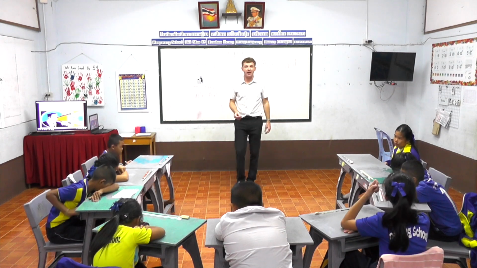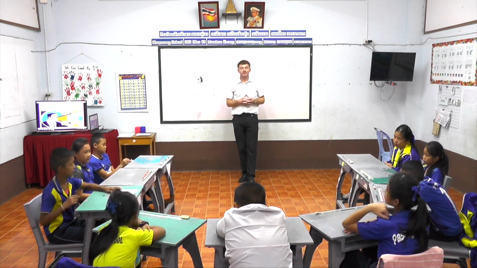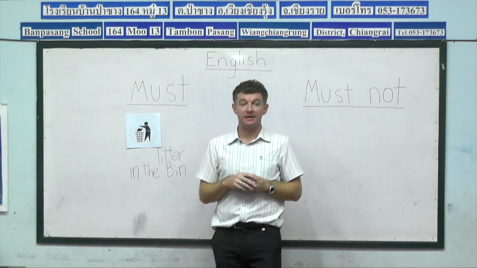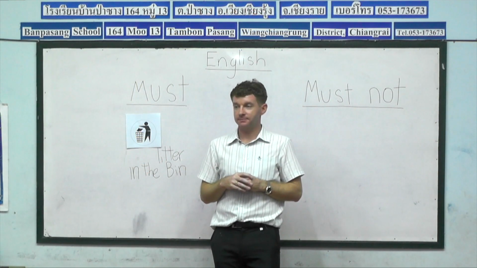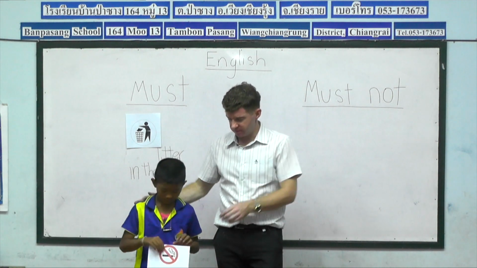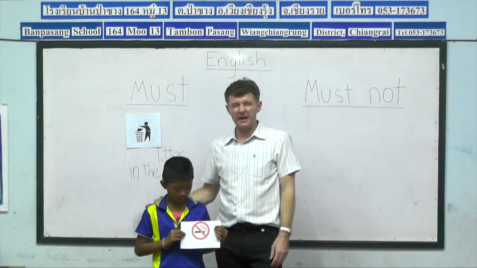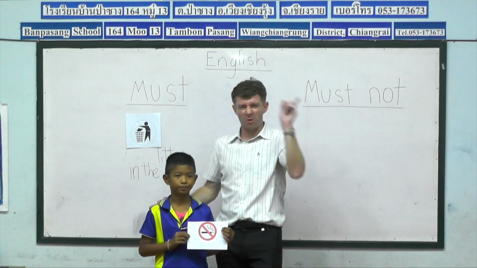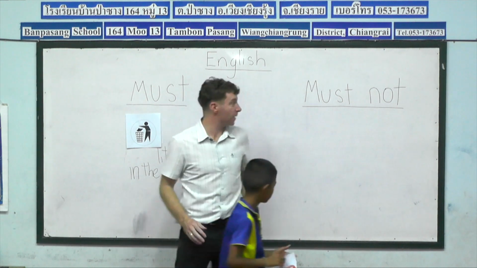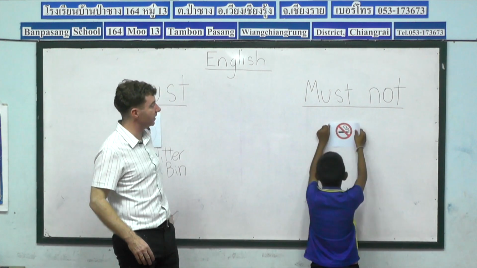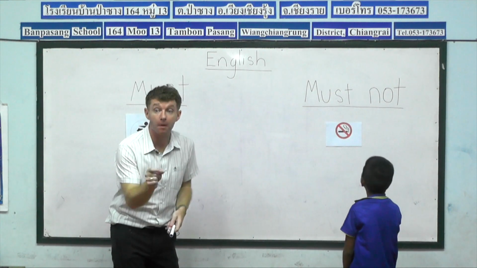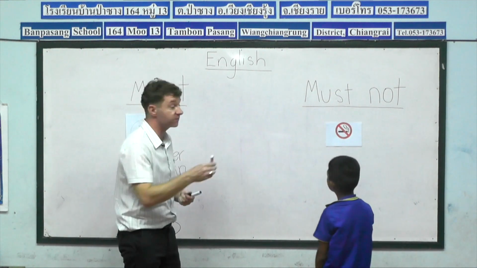Okay, let's open our eyes, guys. Now, Pat, come and show us your picture. Let's see what picture Pat has. And let's see. Smoking. Must or must not? Must not. Excellent. So, Pat, you can put your picture there, and then we can say must not, and then smoke. So let's spell smoke together.